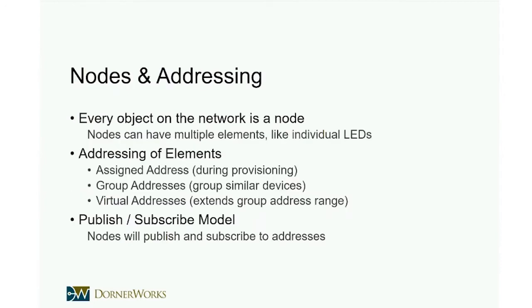So we're talking about mesh networks. First, we have to talk about what are nodes and how do you talk to nodes. Every object in the network is a node, and nodes can have multiple elements. And the elements are things that are individually addressable. What I mean by that is, let's say that you have a light fixture, and that light fixture has 3 or 4 LEDs in it. The node itself will be the fixture, and then the elements contained within it will be the LEDs.